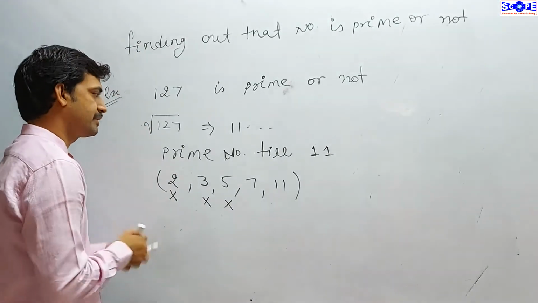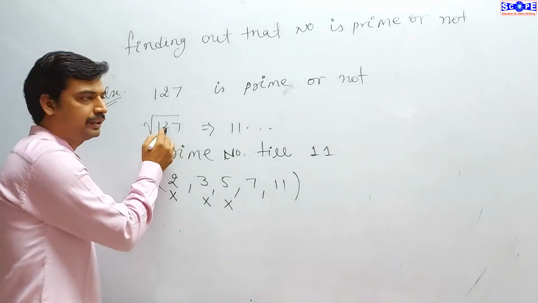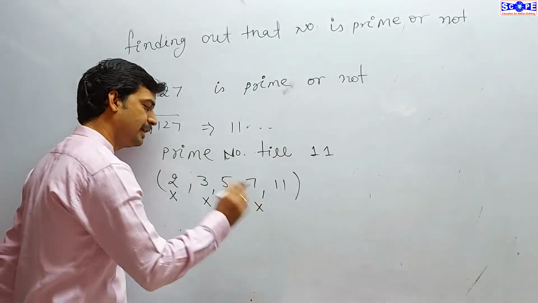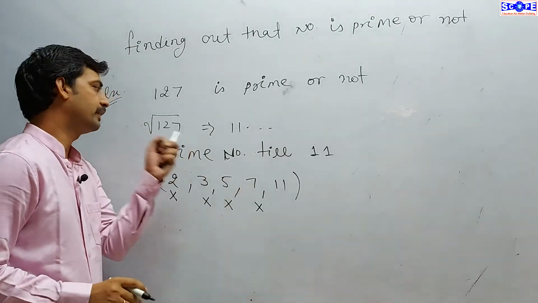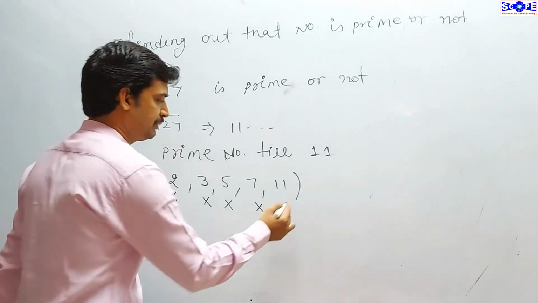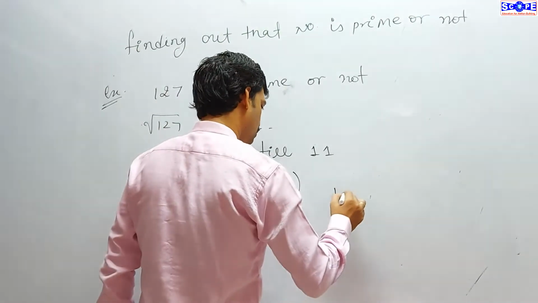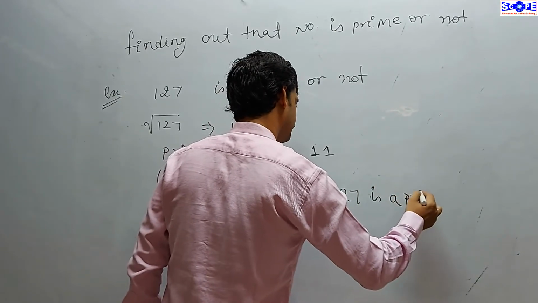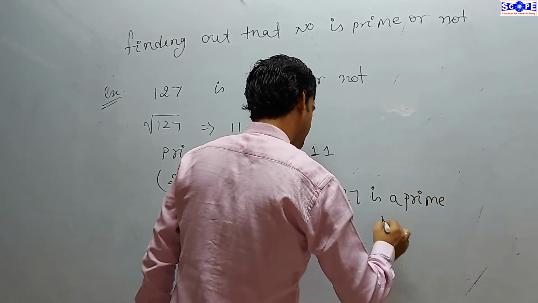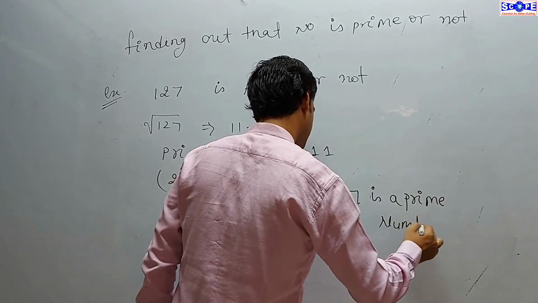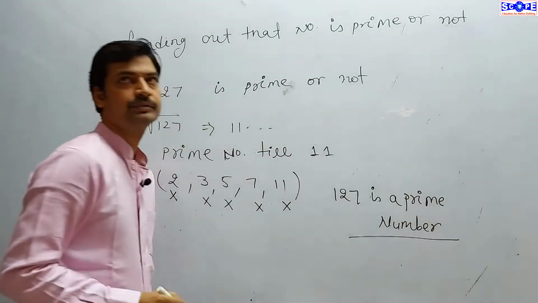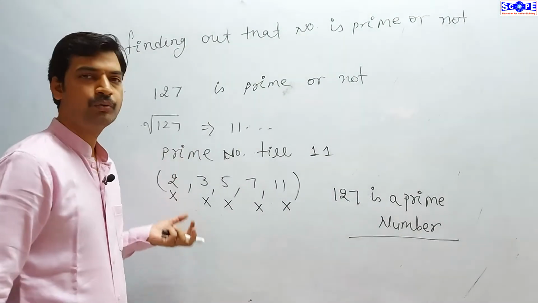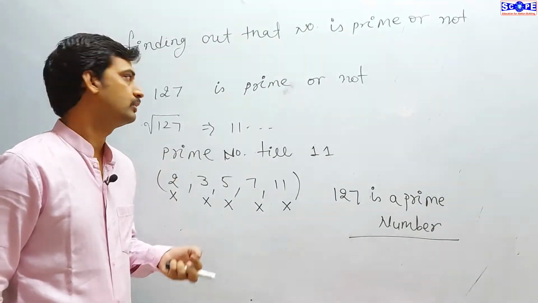You need to divide it by 7. 7 1 is 7, 5 remaining, 57. 7 8 is 56. That means this is not divisible by 7 also. When we talk about 11, it is not divisible by 11 also. That means 127 is a prime number. 127 is a prime number. So this is how we find out whether a number is prime or not.